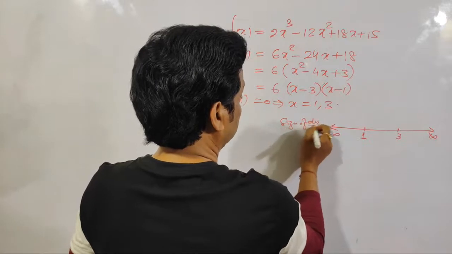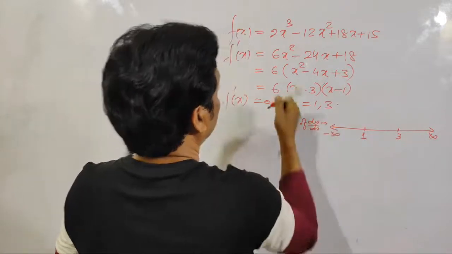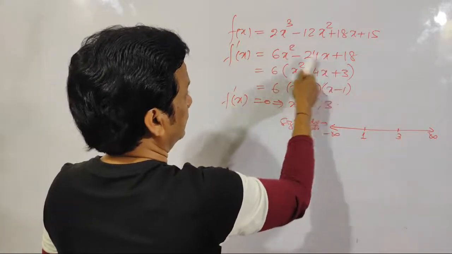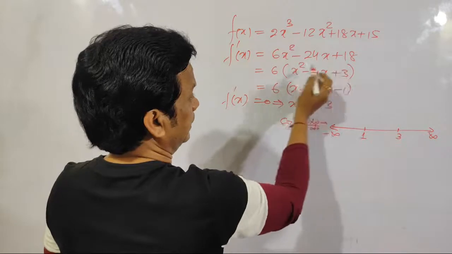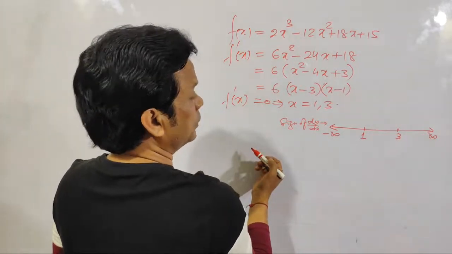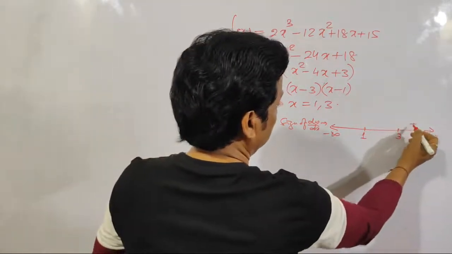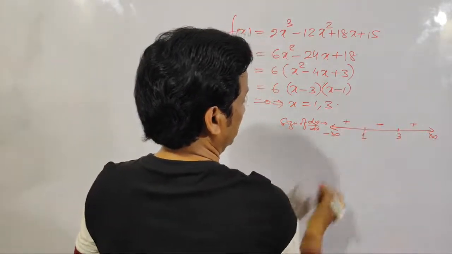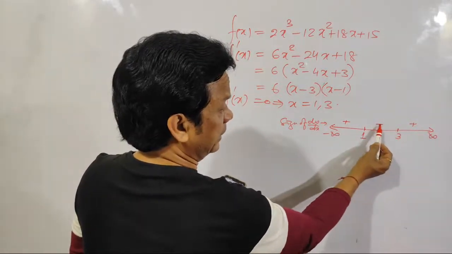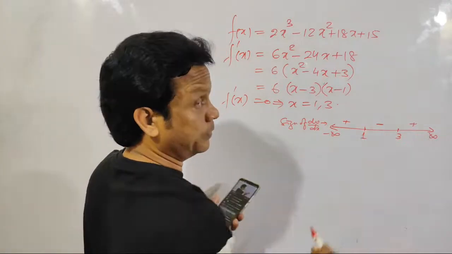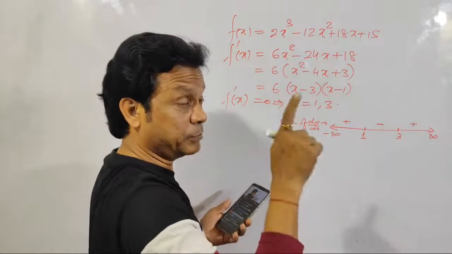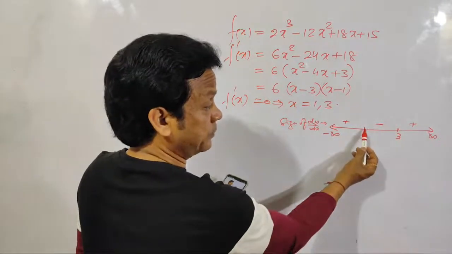Sign of dy by dx. Okay, so this is the derivative of f, 6x square minus 24x plus 18, and here the sign of x square is 6, which is positive. So this one is positive, this one is negative, this one is positive. And at x is equal to 1, the sign of the derivative changes from positive to negative. That means that at x is equal to 1, maxima will be obtained. I have told you, if the sign of the derivative changes from positive to negative, then maximum will be obtained.